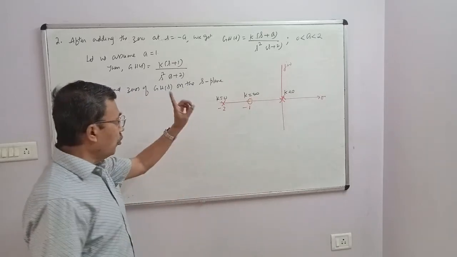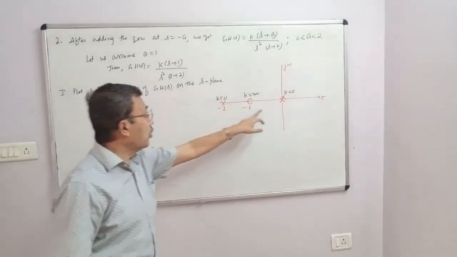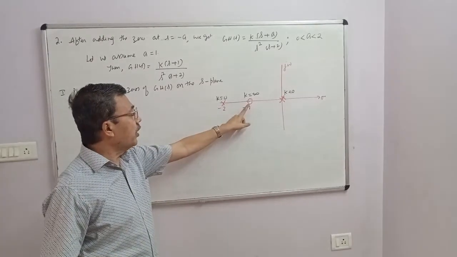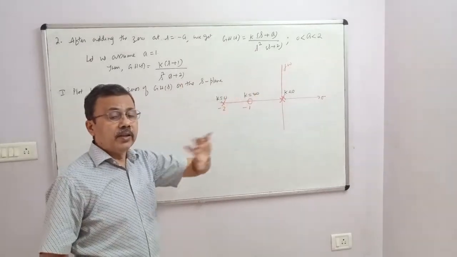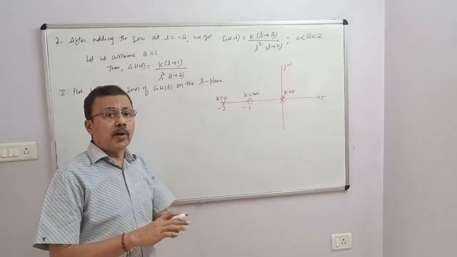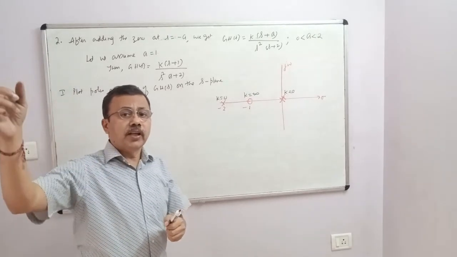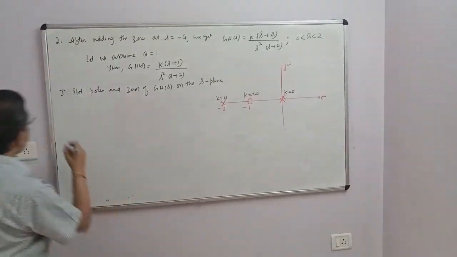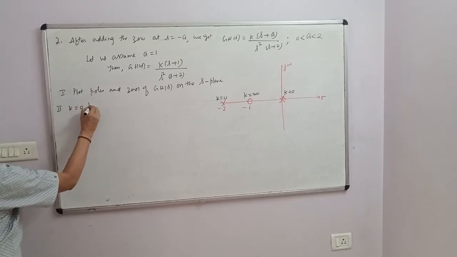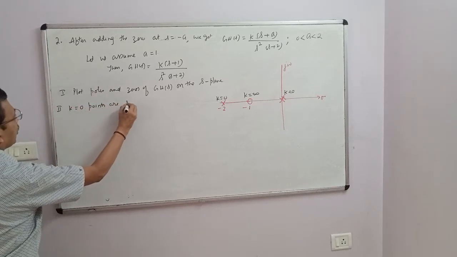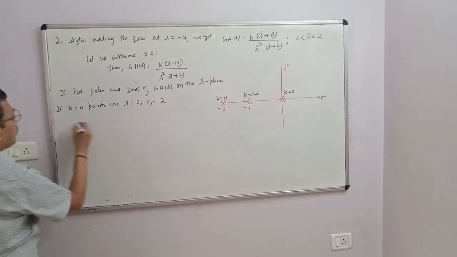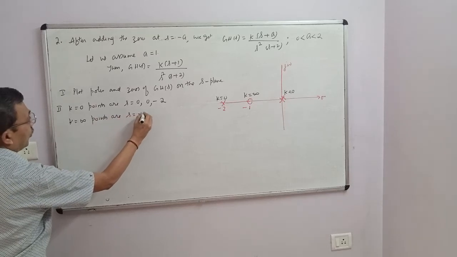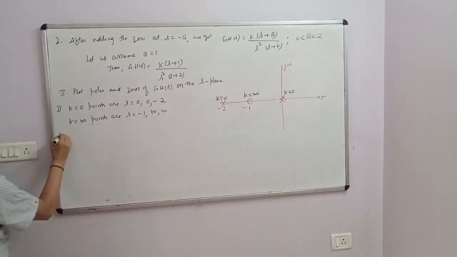In this case, p is equal to 3 because there are 3 finite poles, and z is equal to 1 because there is one finite zero. The other two zeros are at infinity. The reason is number of poles must be equal to number of finite zeros plus number of zeros at infinity. Finite zero is 1, therefore there are two zeros at s equal to infinity. Second step, k is equal to 0 points are s is equal to 0, 0, -2. K equal to infinity points are s is equal to -1, infinity, infinity.